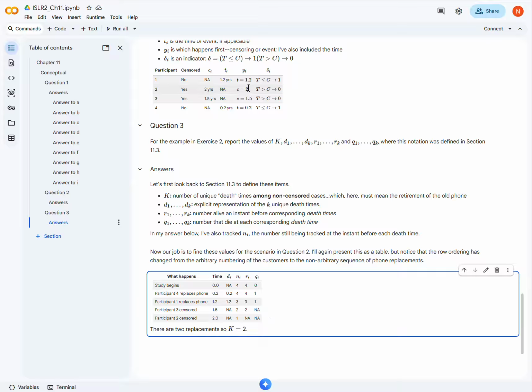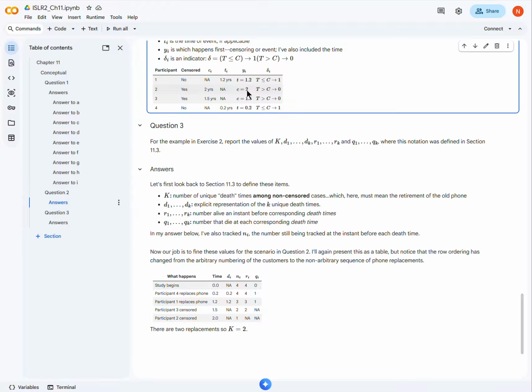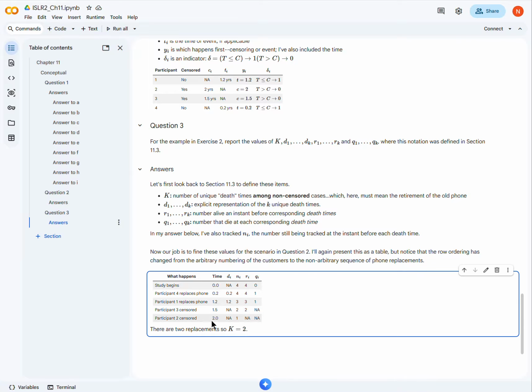And finally, the last row here comes from participant 2 at time 2. So at time 2, participant 2, they are apparently censored. Right? So participant 2 is censored at time 2. So again, there is no death time. The number we were tracking at this point was just participant 2 because we'd lost 2 to replacing their phones. We lost participant 3 to being censored, so there's just 1 left, and now we've lost them to follow up as well. Actually, in this case, the study ends.